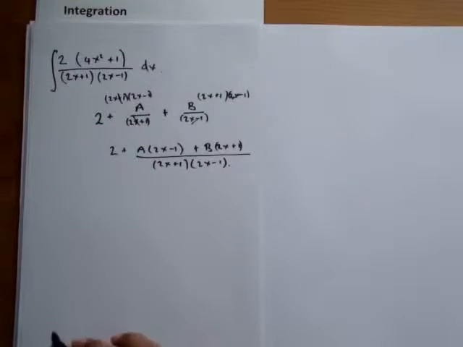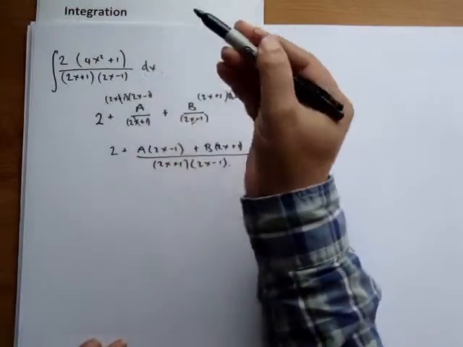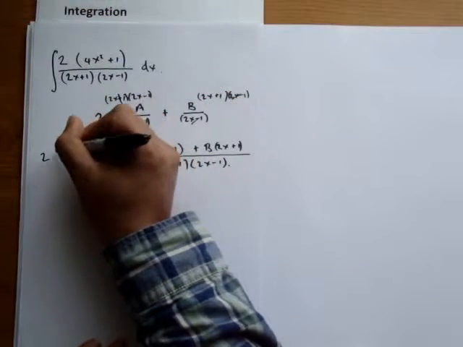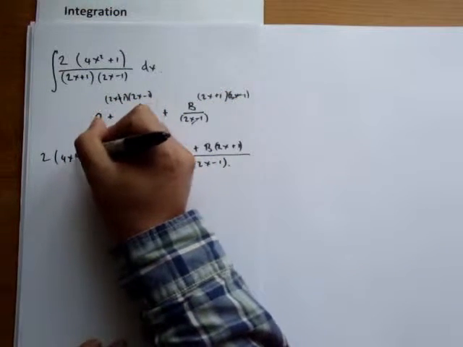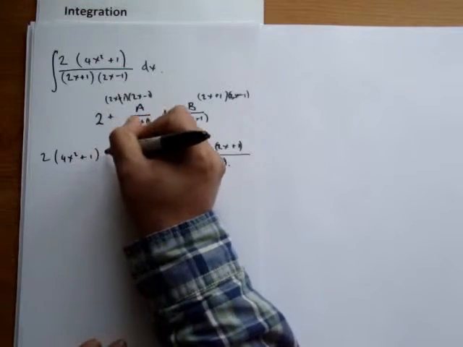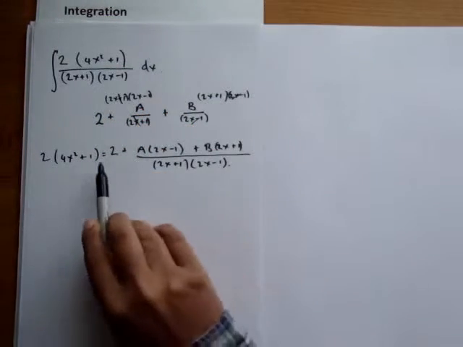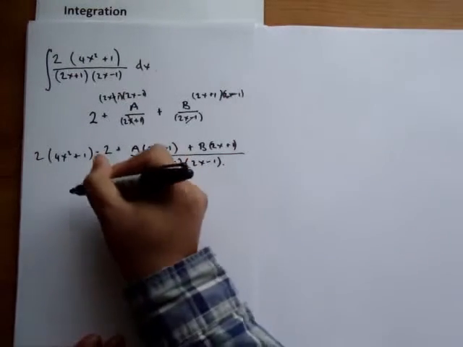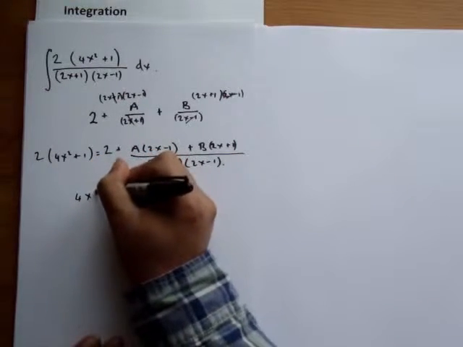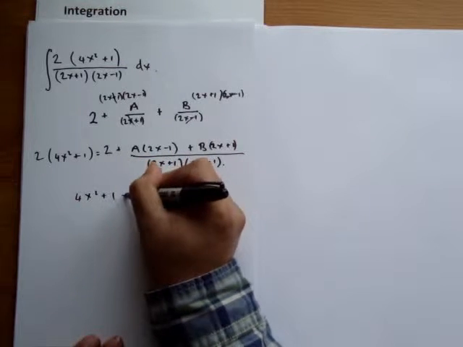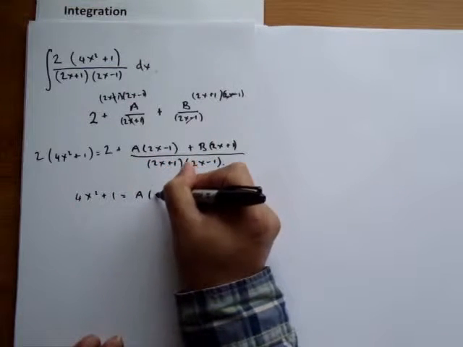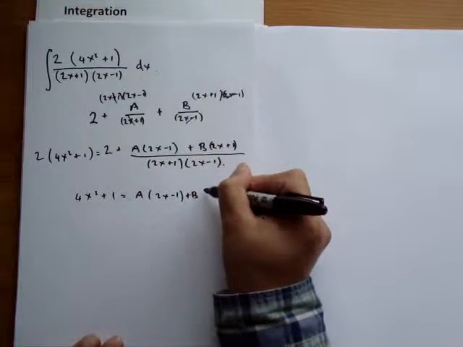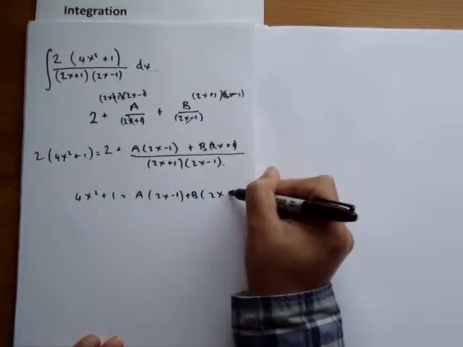Now we know that our numerator, 4x squared plus 1, equals the numerator in this. So we can say that 4x squared plus 1 equals A(2x minus 1) plus B(2x plus 1).